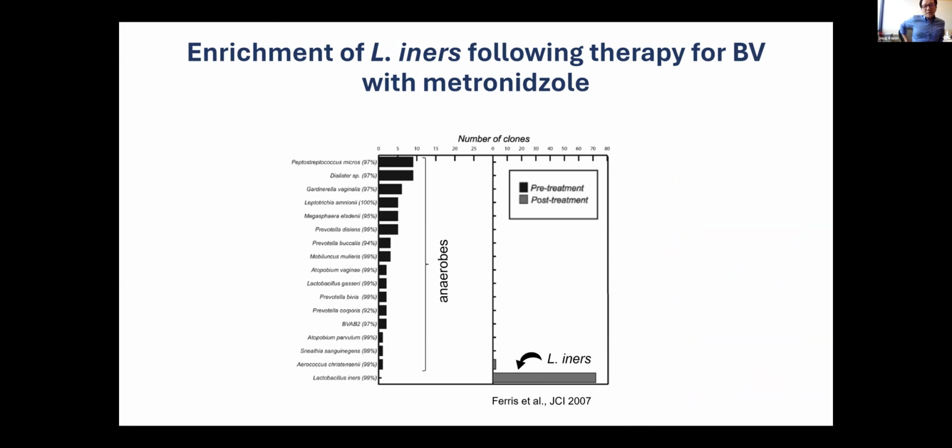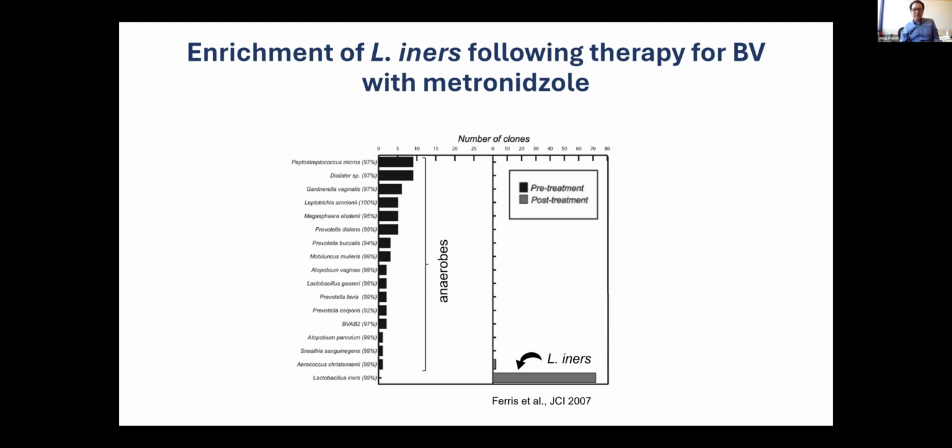Now, the problem with standard of care treatment for vaginal dysbiosis, or in this case, bacterial vaginosis, with the antibiotic metronidazole, is that it's not really effective at achieving this more optimal Lactobacillus crispatus dominant community. What you see, and this has been known for a while, is that when you treat all these anaerobes with metronidazole, what you end up getting is a Lactobacillus iners dominant community.